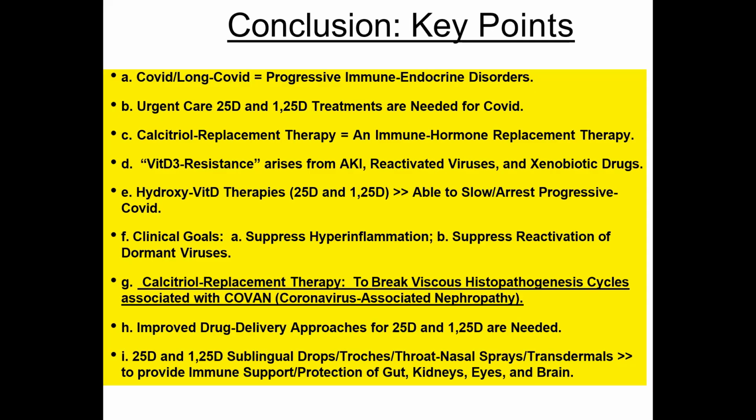Our clinical goals include the suppression of hyperinflammation, the suppression of reactivation of dormant viruses, and calcitriol replacement therapy to break vicious histopathogenesis cycles associated with COVAN, coronavirus-associated nephropathy. We must have improved drug delivery approaches for 25D and 125D. Therefore, we have been experimenting with 25D and 125D sublingual drops, troches, throat and nasal sprays, and transdermal preparations. We want to provide immune system support and protection of the gut, kidneys, eyes, brain, and beyond.